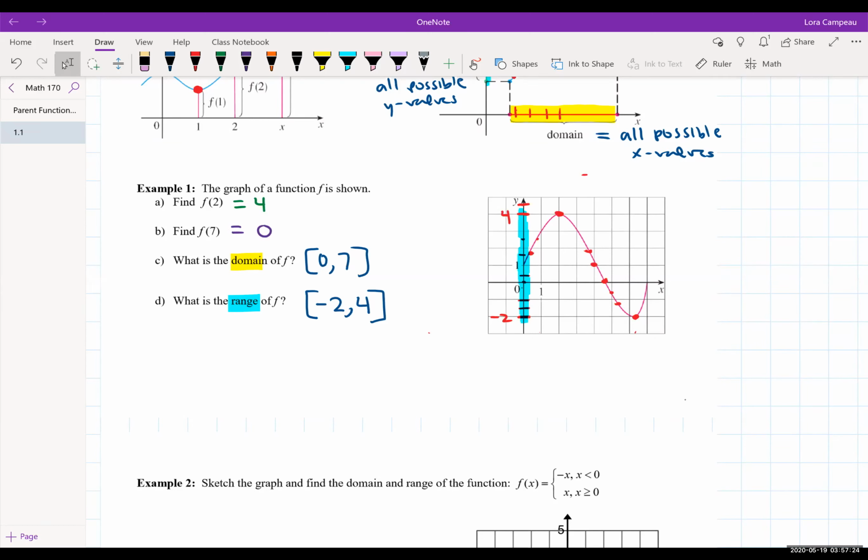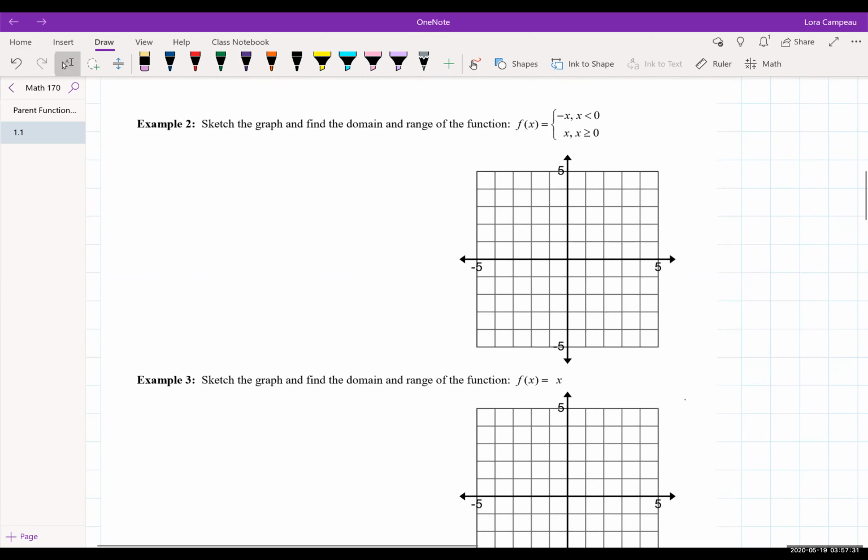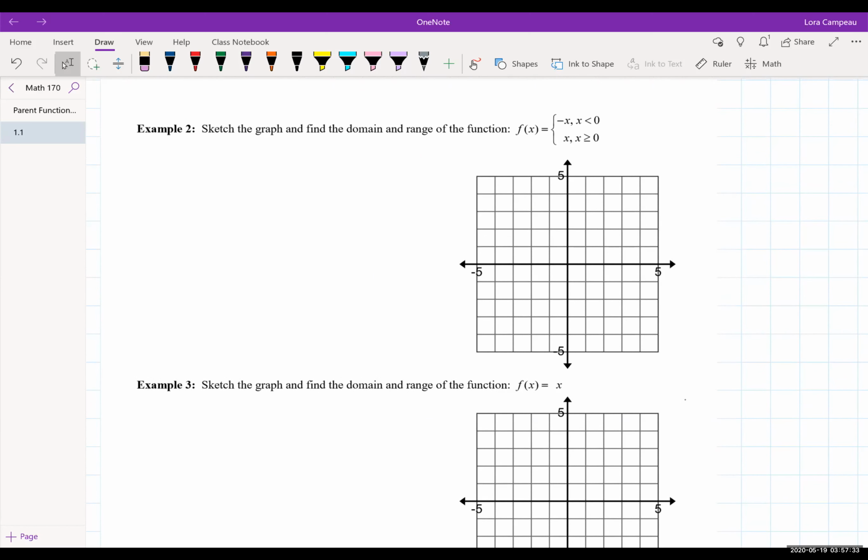Now, another example I'd like to show you, we're going to look at example 2, and we're going to bring back what we call piecewise functions a little bit, just to give you guys a heads up. This is considered a piecewise function because it is broken up into 2 or more parts.